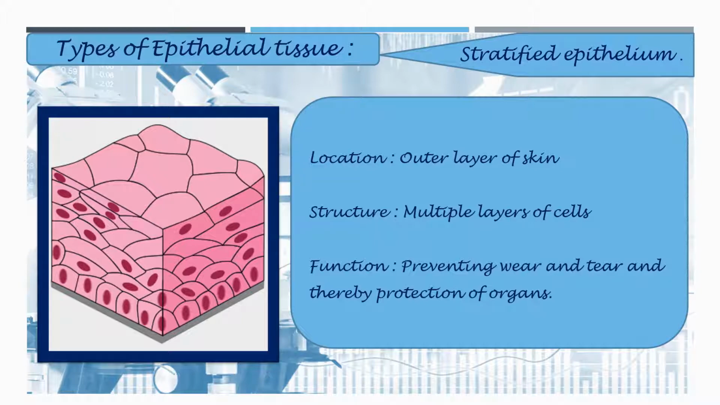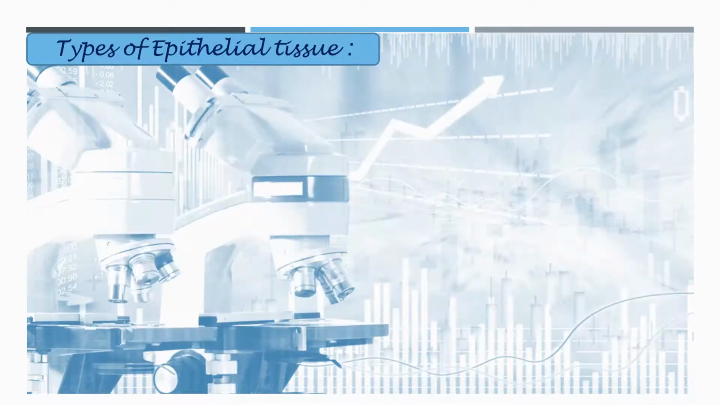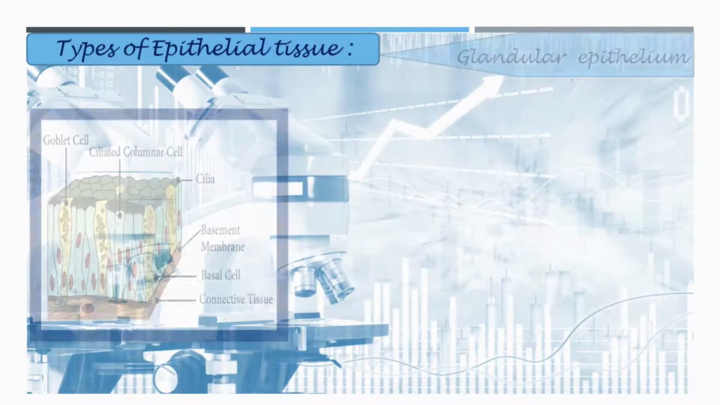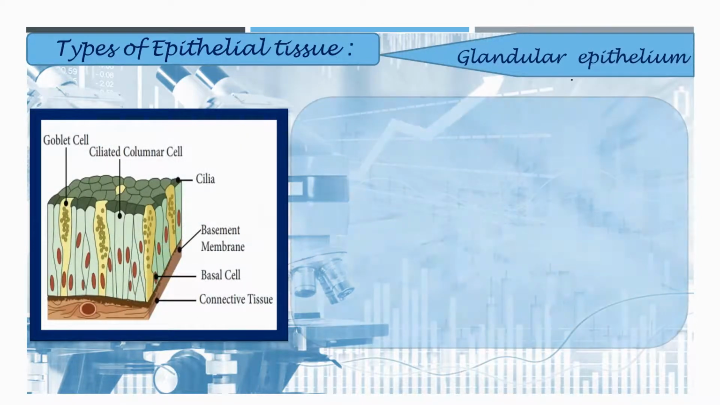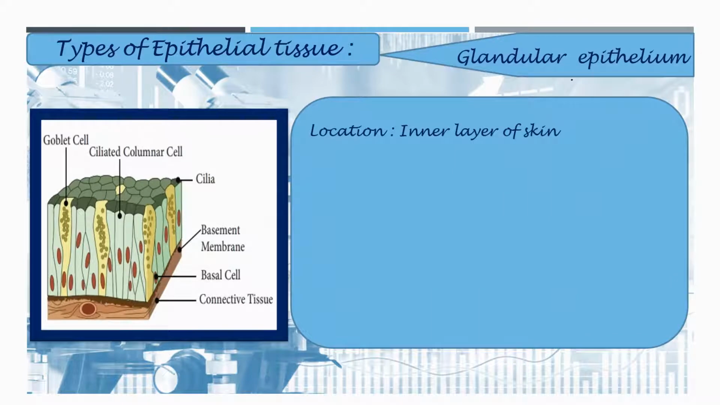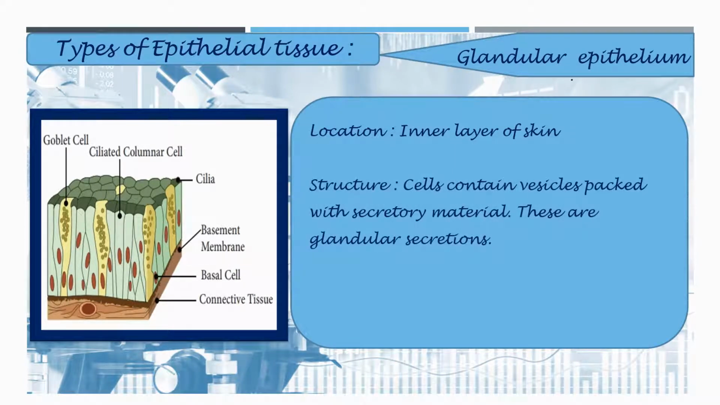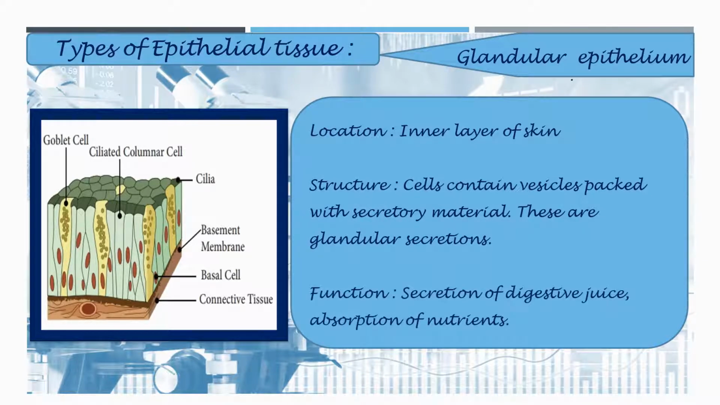Students, now the third type of epithelial tissue is glandular epithelium. Glandular epithelium is located in the inner layer of skin, and the cells of glandular epithelium contain vesicles packed with secretory material. These are glandular secretions, and the function is secretion of digestive juice and absorption of nutrients.